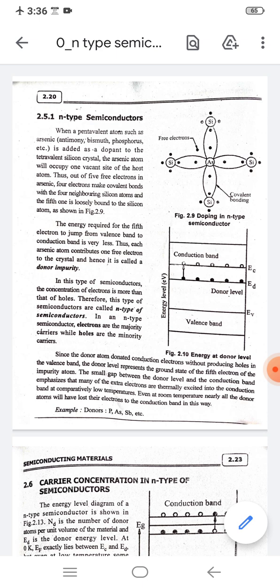So in this type of semiconductor, the concentration of electrons is more than that of holes. This semiconductor is called N-type semiconductor. Here the electrons are the majority charge carriers and holes are the minority charge carriers.